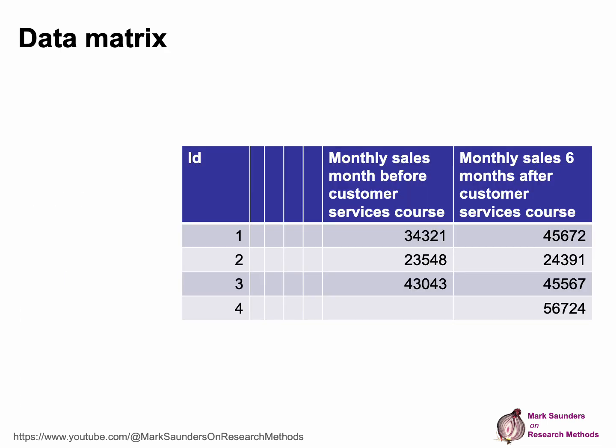Our data comes as a data matrix where each row represents a separate case and each of the columns represents data collected about that particular case. In the case of the paired t-test, we have an identifier, as always. This allows us to get back from our data matrix to the data.